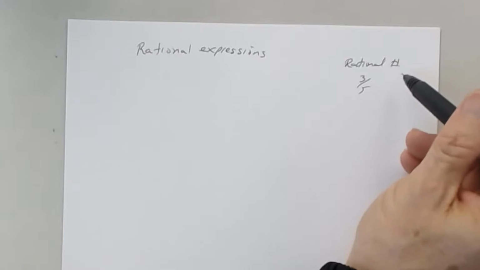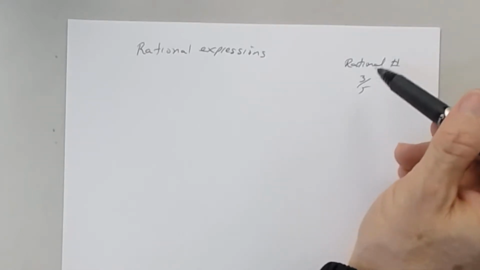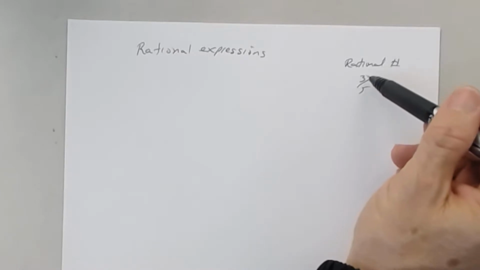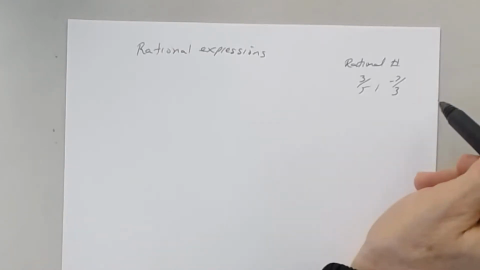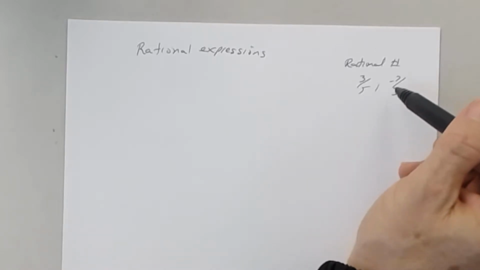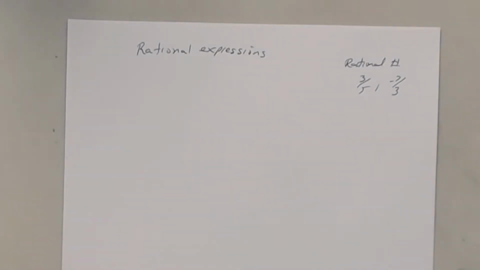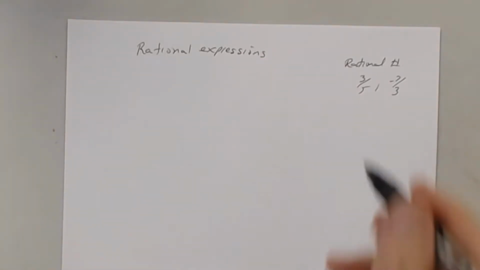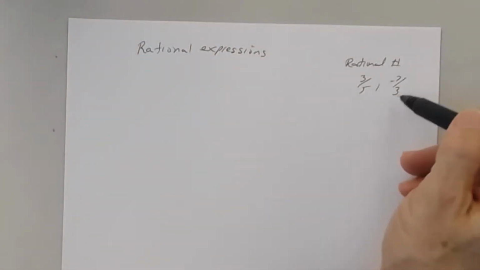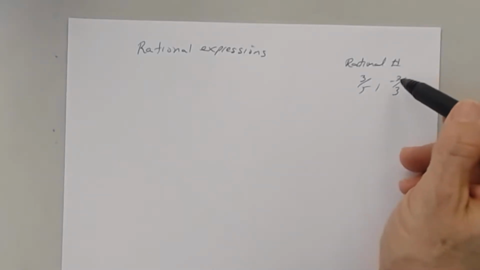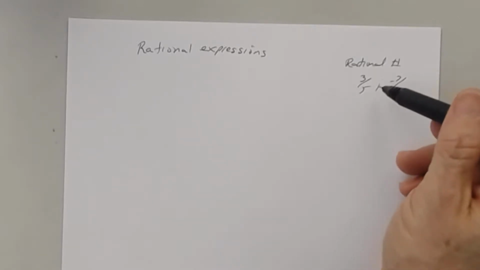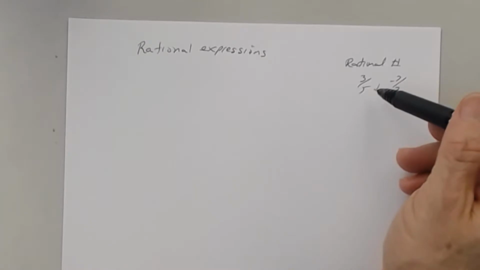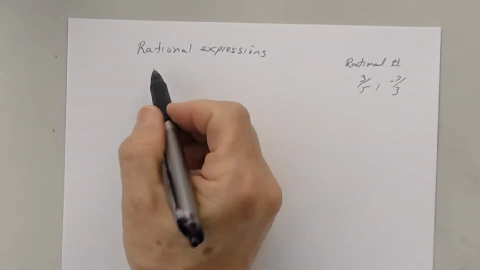Remember when we defined a rational number, it is defined to be the quotient of an integer and an integer. 3 is an integer, 5 is an integer. -7/3, that's a rational number, because you have an integer, -7, and an integer, 3. So those are all rational numbers, but notice they look like fractions. They're fractions, right?